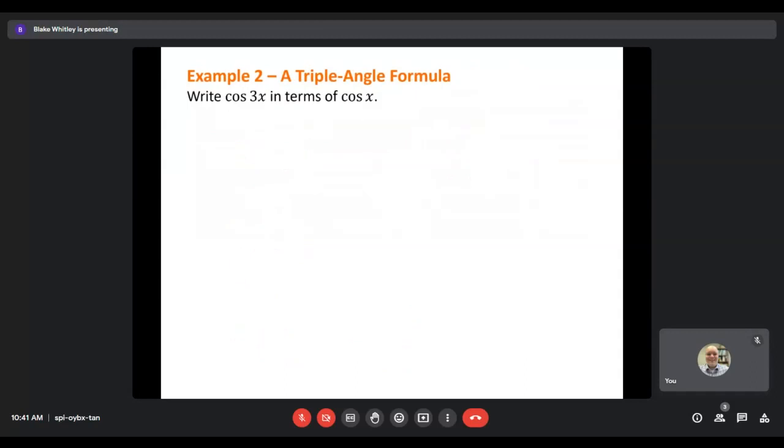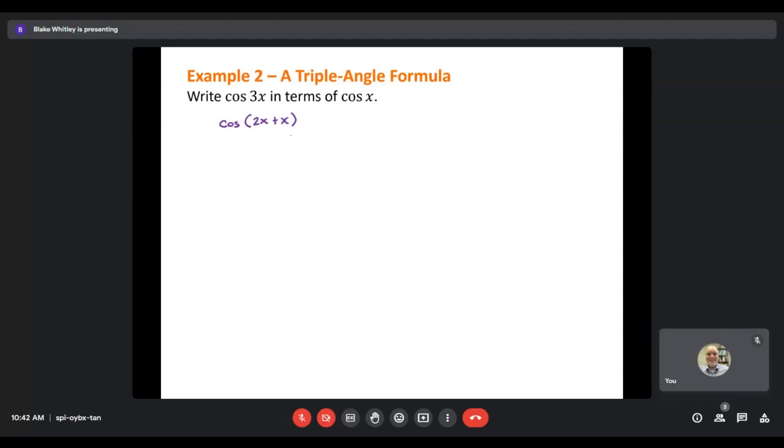Now our next example says we want to write cosine of 3x in terms of cosine x. Now, we don't have a triple angle formula, right? We only have a double angle formula. So the first thing we're going to have to do here is rewrite that 3x in terms of something that we can actually work with. So I'm going to change the cosine of 3x to the cosine of 2x plus x, because we know that 2x plus x would give us 3x, and we have formulas to deal with that addition, and we have a formula to deal with the double angle now.